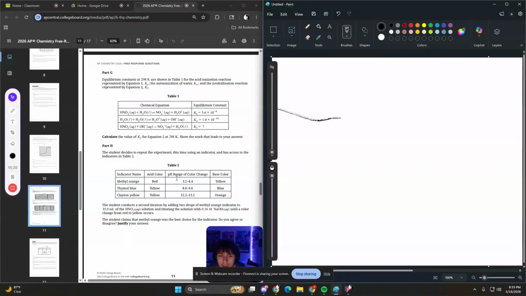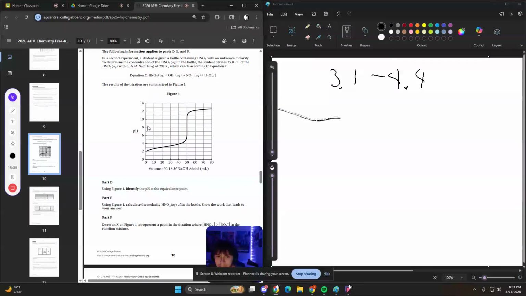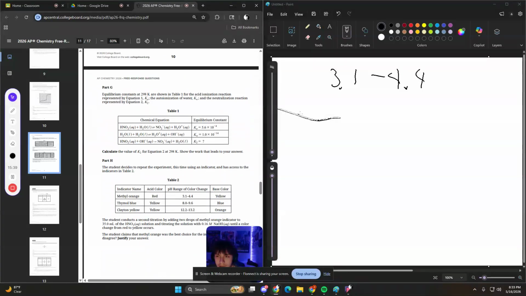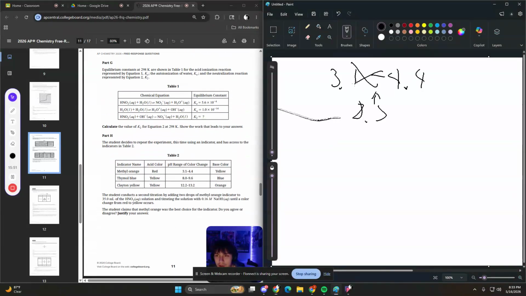So if we look at the table, methyl orange has a pH range of 3.1 to 4.4. And if we look back to our graph, we know that our equivalence point happens at a pH of about 8.5, if we remember. So 8.5 does not fit into this range, meaning our color change will happen before our equivalence point is reached, giving us inaccurate results. So this is not the right indicator. This is not the one we would want to use.